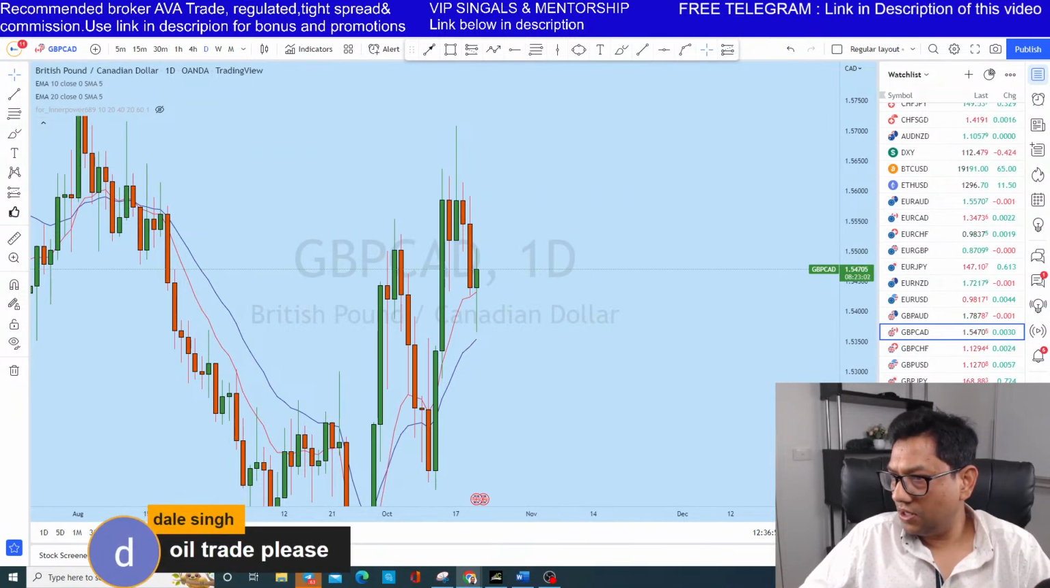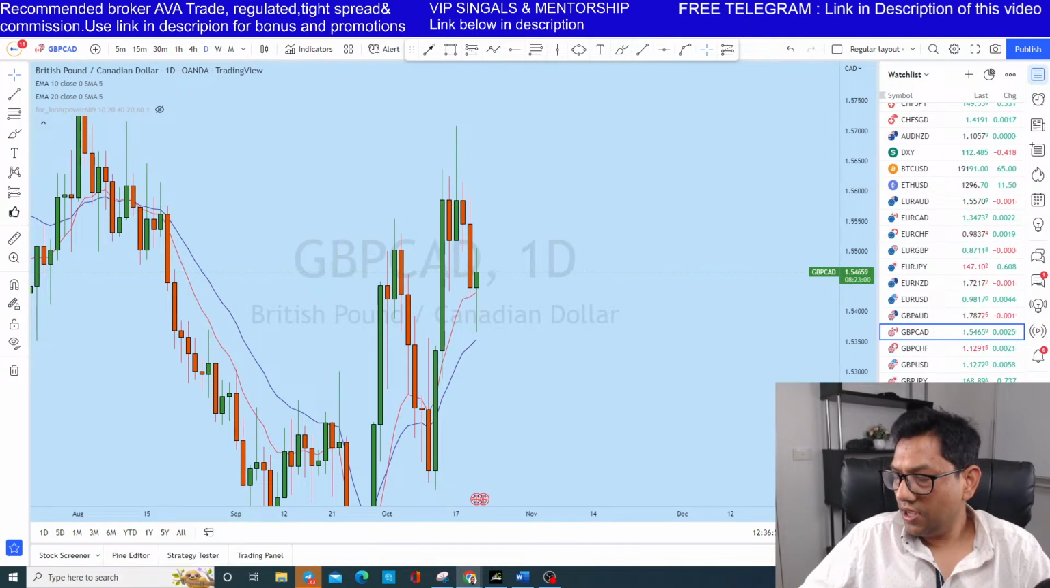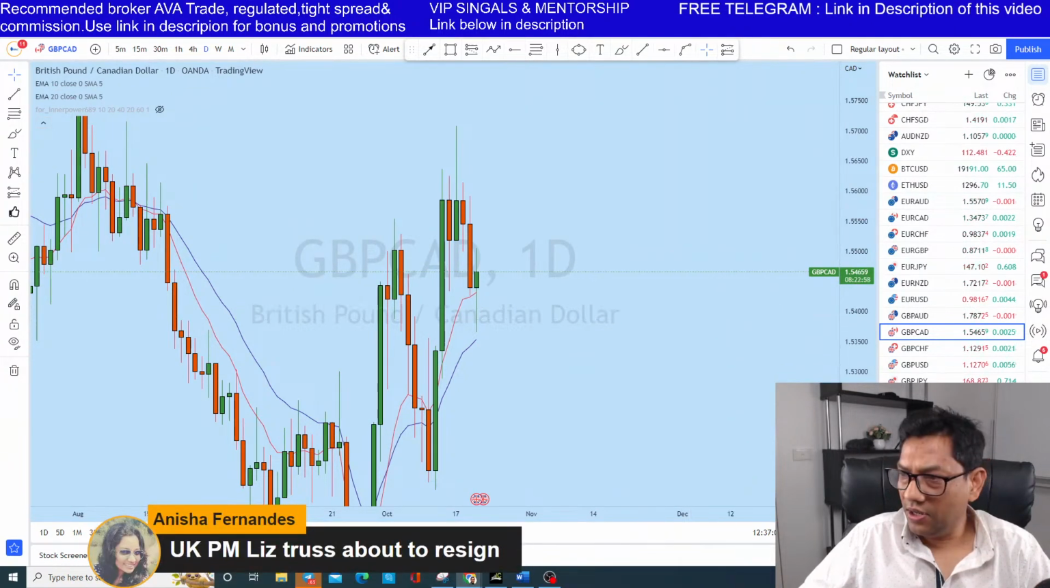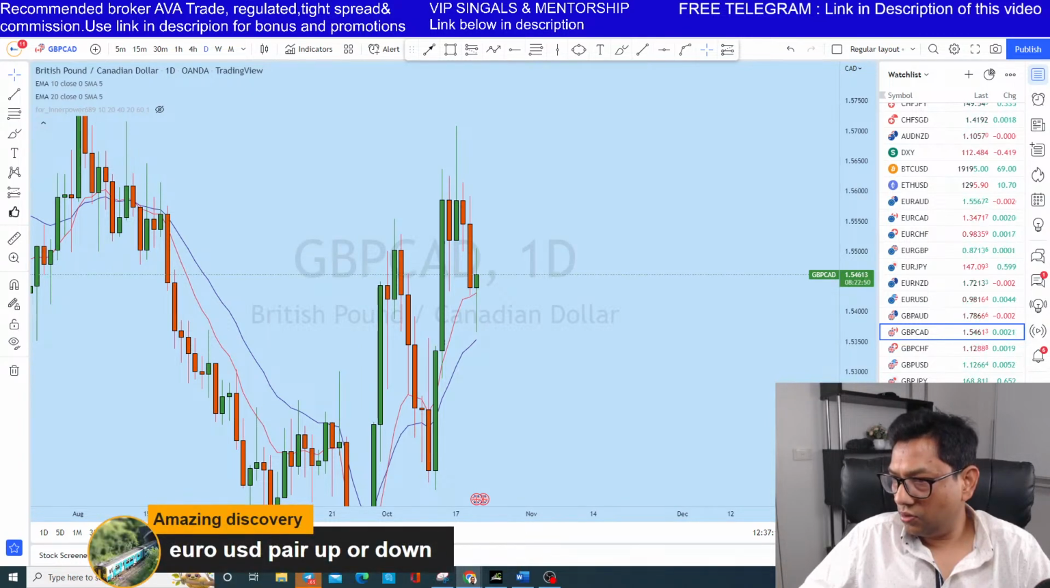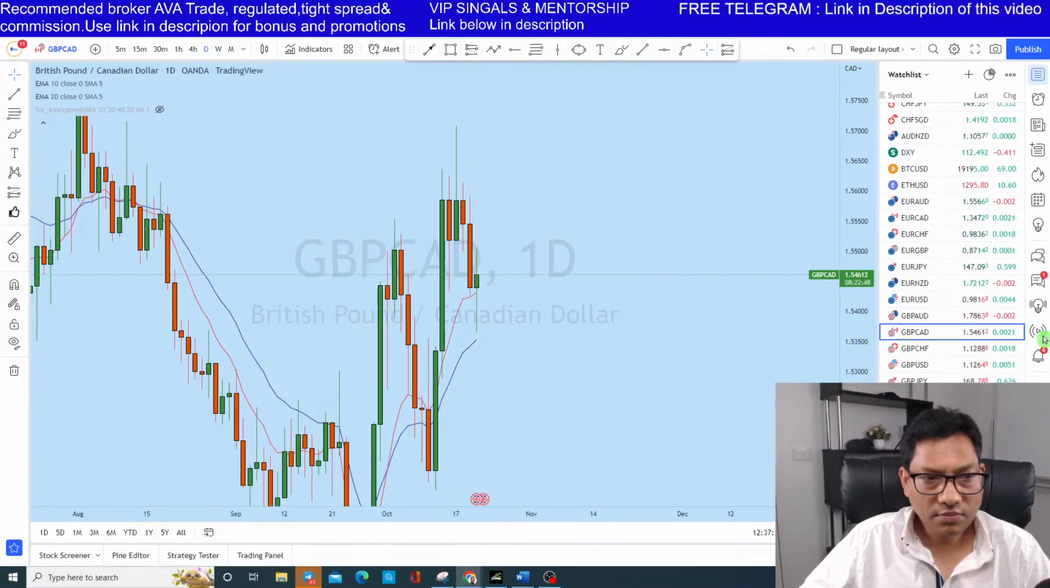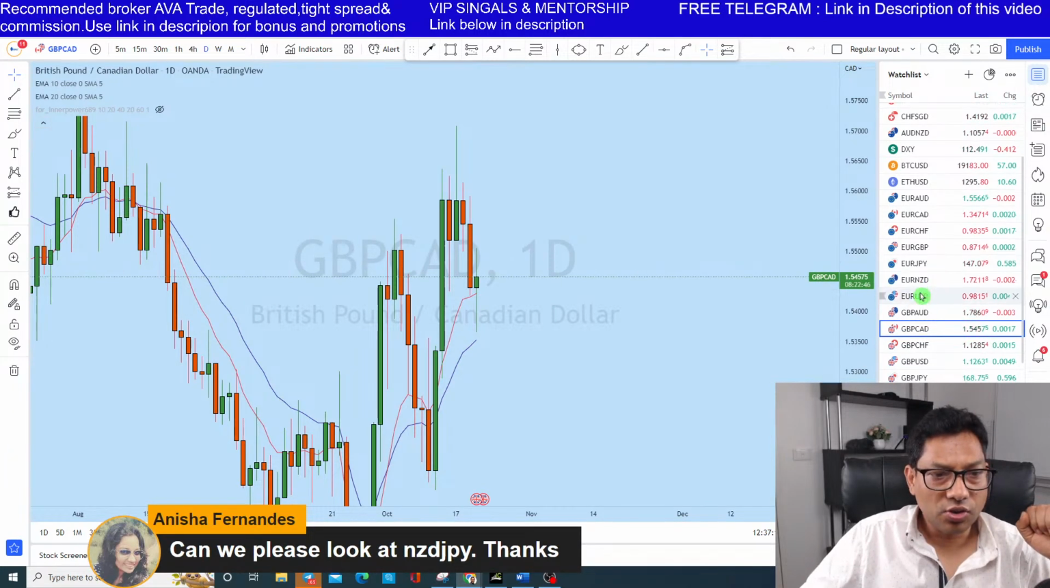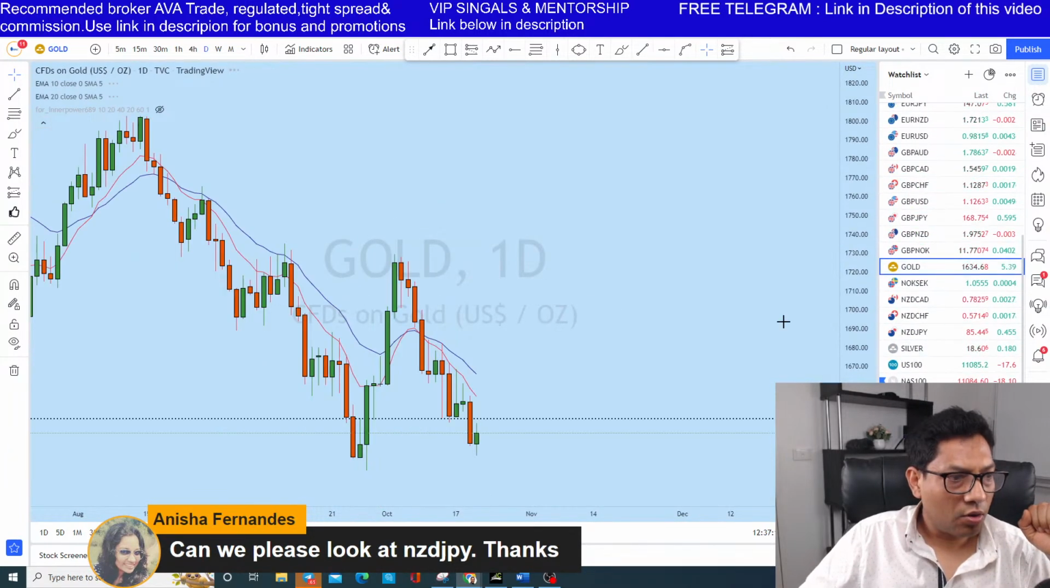UK Prime Minister Liz Truss is about to resign. I think that is why the news is impacting GBP pairs. GBP pairs are very sensitive. In fact, Euro USD pairs up or down, we'll look at it. We can look at USDJPY. So let's look at gold.